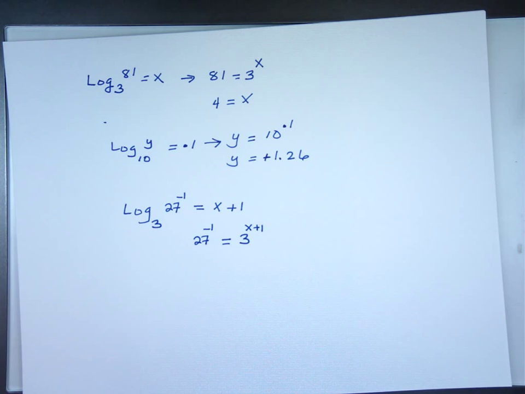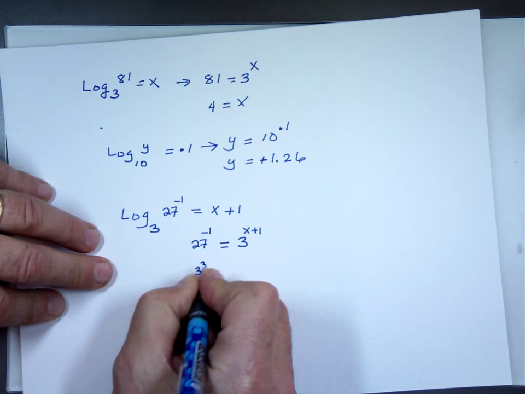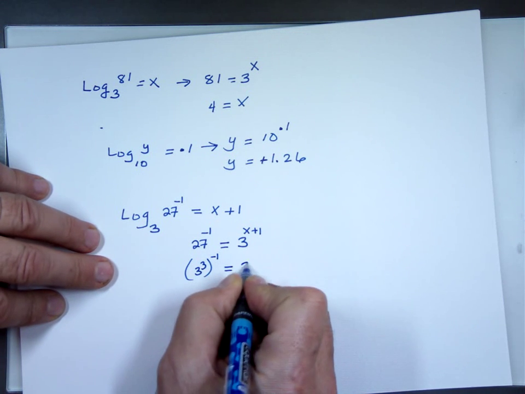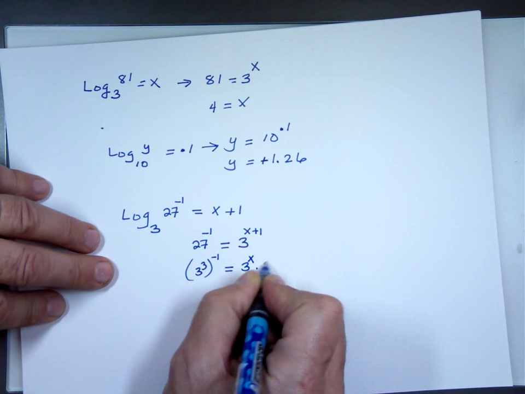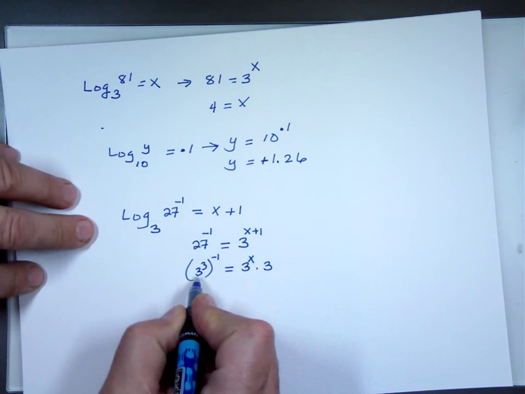Now, can I solve it? Isn't 27 3 to what power? 3 to the third, yes. To the negative 1 equals. Can I write this as 3 to the x times 3? Because what do you do when you multiply? Don't you add the exponents? So this is 3 to the negative 3 actually.